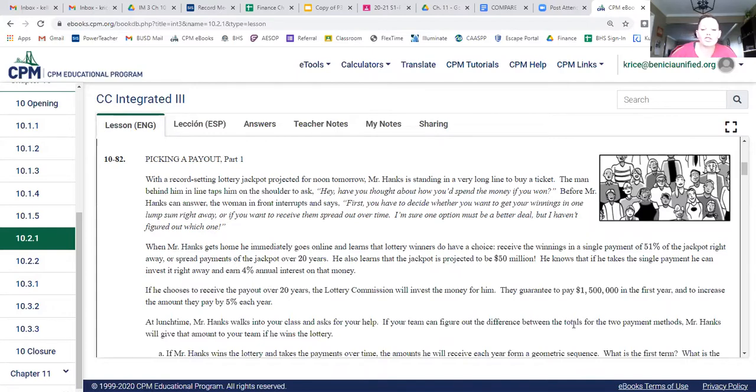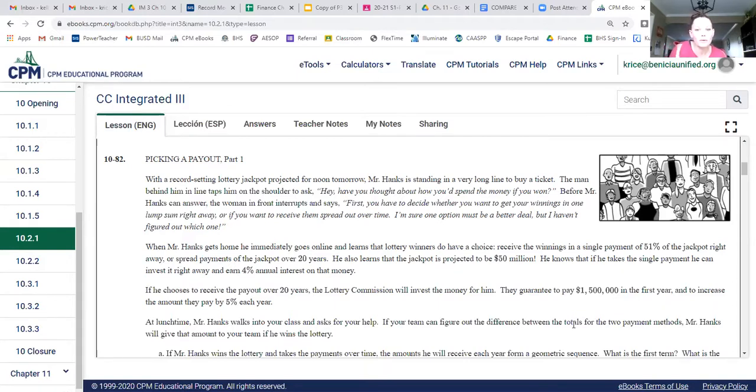He also learns that the jackpot is projected to be $50 million. He knows that if he takes a single payment, he can invest it right away and earn 4% annual interest on that money. If he chooses to receive the payout over 20 years, the lottery commission will invest the money for him. They guarantee to pay $1,500,000 in the first year and to increase the amount they pay by 5% each year.